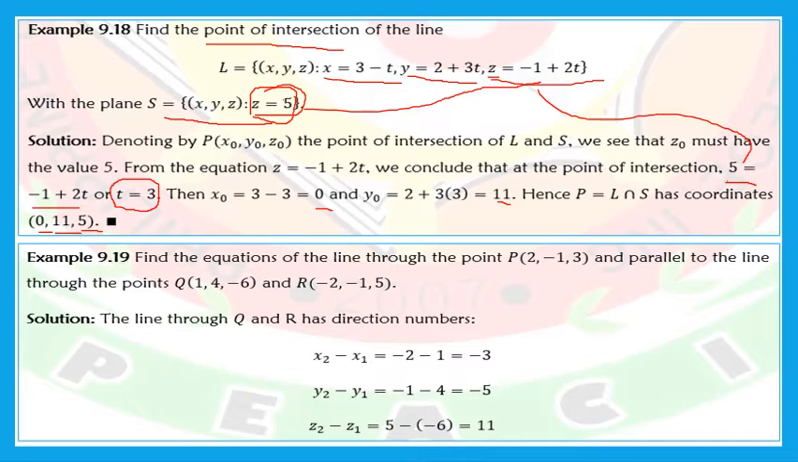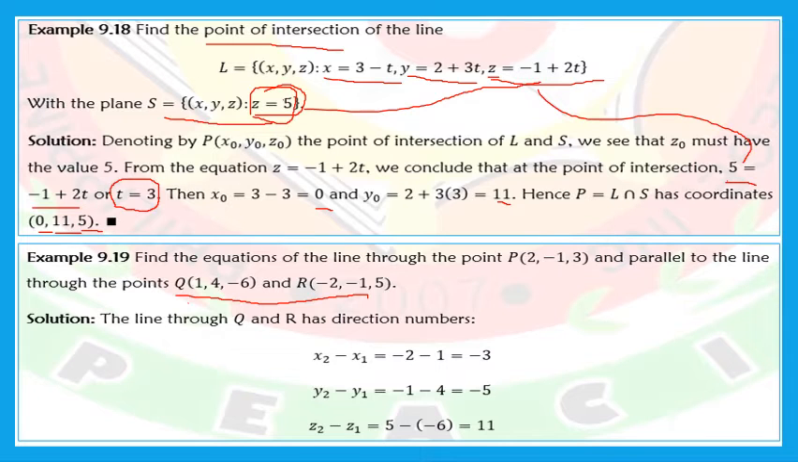In this next example, find the equation of the line through the point P and parallel to the line through the points Q and R. So, hanapin natin yung equation ng line through this point, and parallel yung line na yun to the line through the points Q and R. So, the line through Q and R has direction numbers. Okay, so kunin natin yung direction numbers ng line ni points ng Q and R.